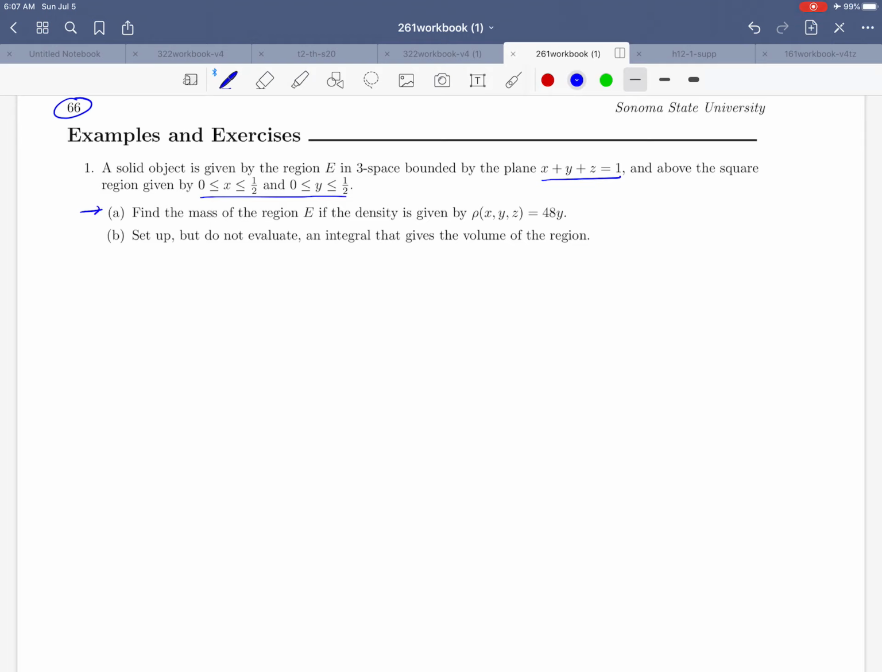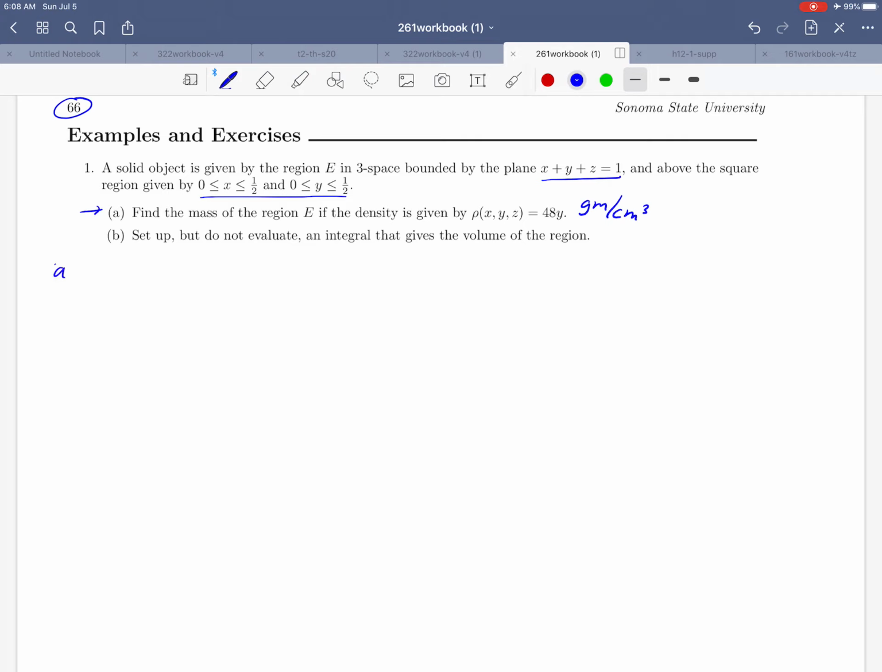Now, they don't give us units in this problem, but I'd like to make up some units just to help us talk through this. So let's assume that our density is in grams per cubic centimeter. That kind of means we're assuming that distances are being measured in centimeters as well.